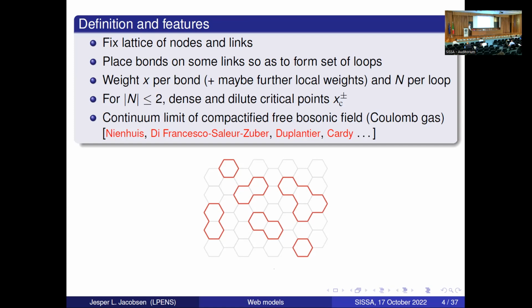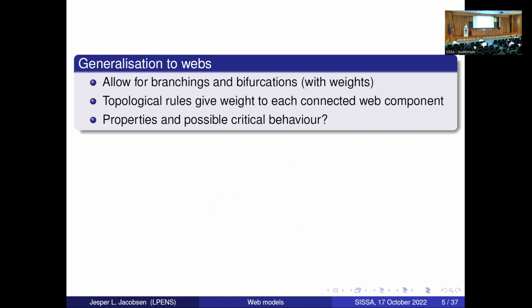And then when n is less than 2, there are going to be two critical points, a dense point and a dilute critical point, and they will be described by conformal field theories, which can take the place of Coulomb gases. And this has been discussed in the literature by all these people, Nienhuis, Di Francesco, Saleur, Duplantier, Cardy, and their ilk. And I could cite many more.